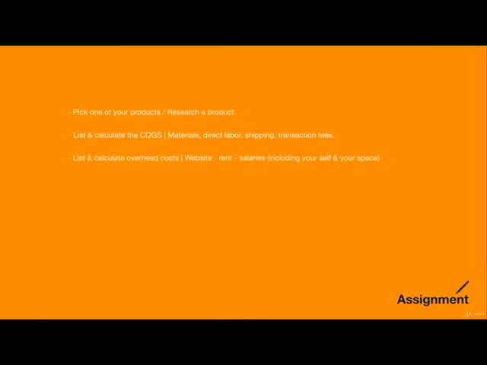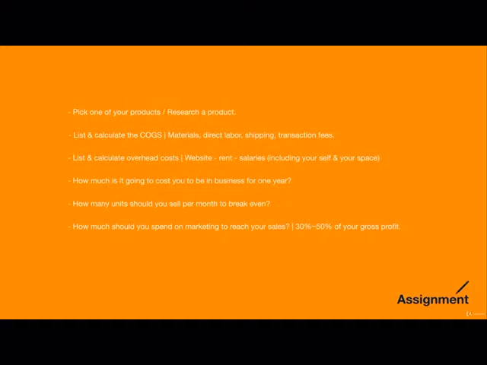So for your assignment for this week, you need to create a cost breakdown. Pick one of your products or research any product that you are interested in. List and calculate the cost of goods, materials, direct labor, shipping, transaction fees, and so on. List and calculate overhead costs: website, rent, salaries, including yourself, and your space. How much is it going to cost you to be in business for 1 year? How many units should you sell per month to break even? How much should you spend on marketing to reach your sales? It might be from 30 to 50% of your profit margin.